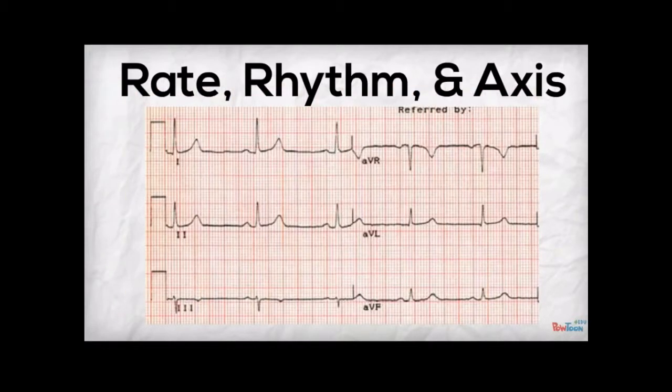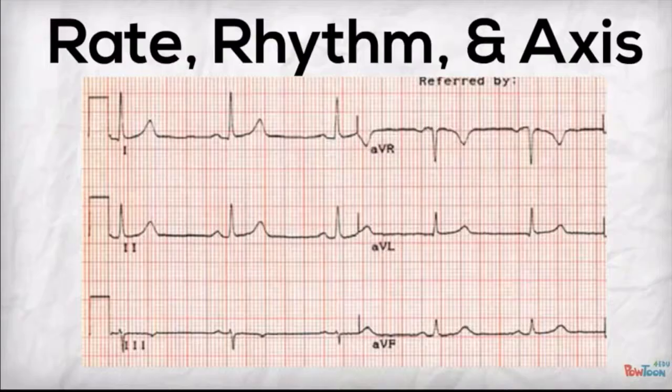And then axis. For the axis, the P wave and QRS should be up in lead 1 and up in AVF. This signifies a normal axis. However, in kids, remember that the axis changes during infancy, and it can be right axis up to about 7 or 8 years old.